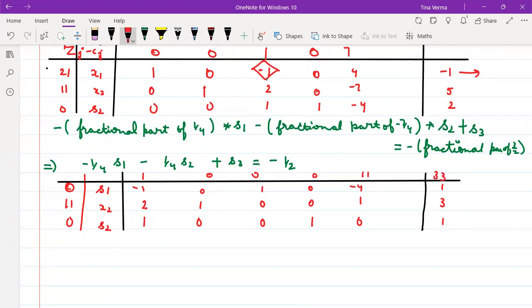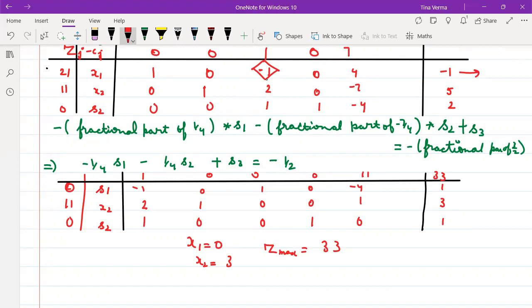So now all your conditions are satisfied, and you have achieved your feasibility. You have an optimal solution and your optimal solution is integer. So in this case, you have x1 as 0 and x2 as 3, and the maximum value for your objective function is 33. Is it clear? Yes or no?